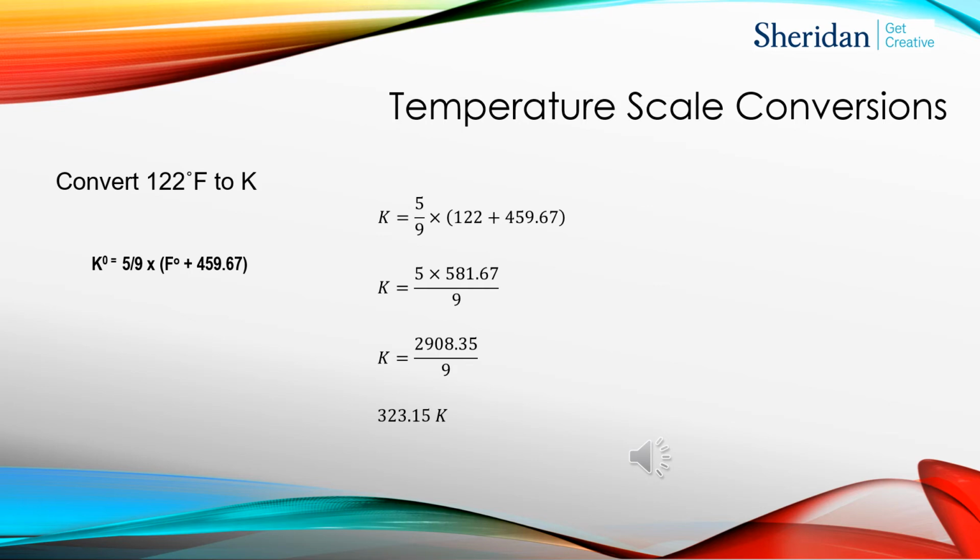Now, to maintain accuracy, it is best to multiply 5 times the sum of 122 plus 459.67. That comes out to 5 times 581.67. That is 2908.35. Now I divide it by 9, giving me an accurate calculation of 323.15 Kelvin.